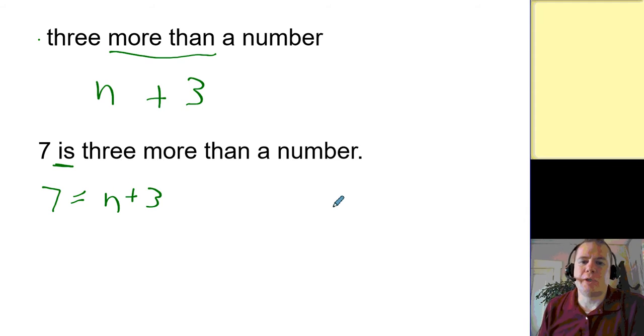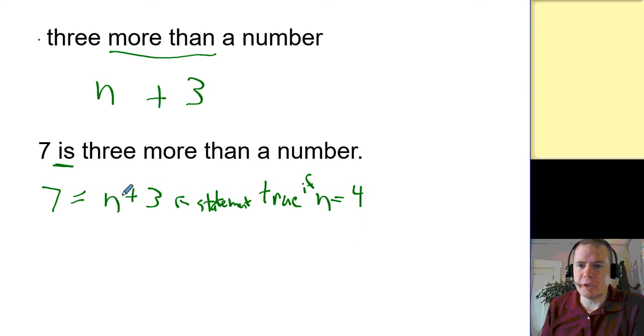So we could probably guess this statement will be true if n is equal to what number? 4, of course. Right? 3 more than 4 is 7. So a statement here, this equation, a statement that two expressions have the same value, right? That's our definition of equation. That's either true or false depending on the value of my variable here.